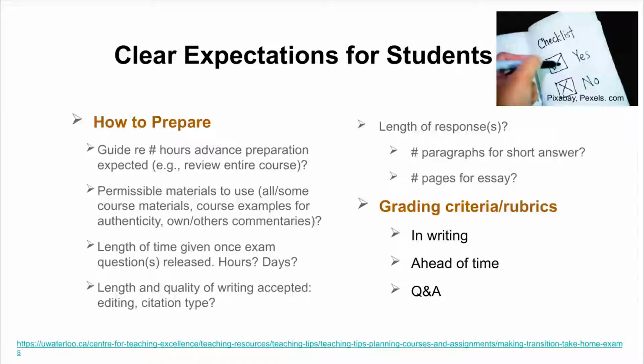create their responses. The exam responses will be of higher quality if you have explained to them how many hours they should put in to review the materials, which materials they need to review, how much time they'll have to complete once you give them the exam questions, how long you expect their responses to be, and how rigorously you'll grade their writing and other submissions. A grading criteria or rubric, which you discussed with students prior, will be very helpful.